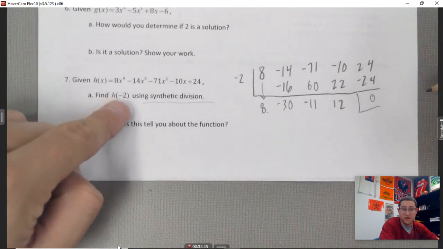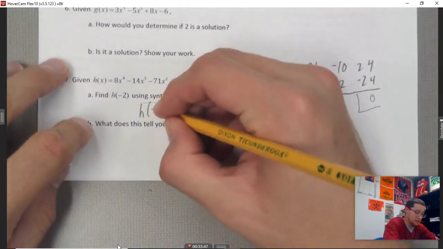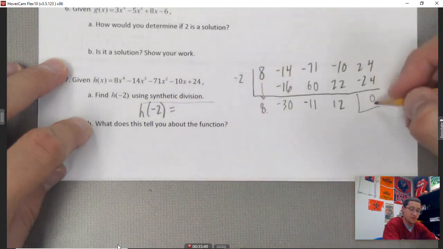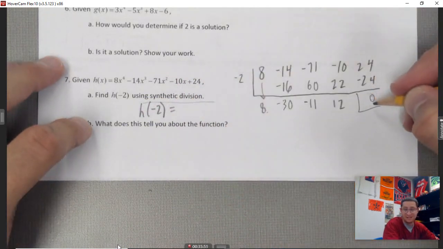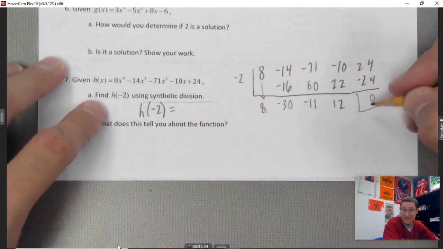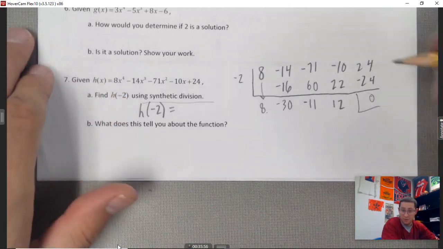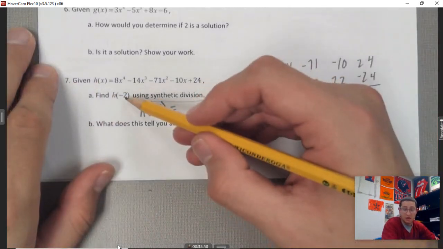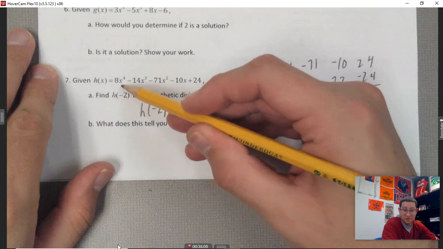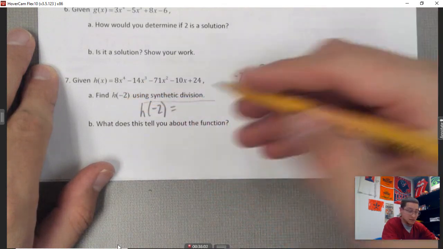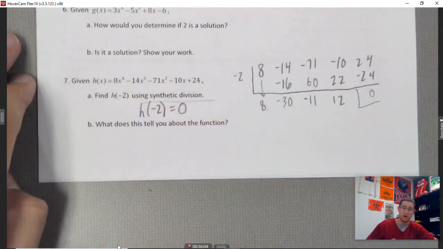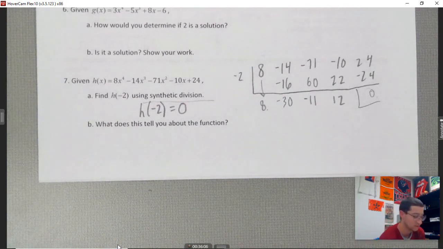So finding h of negative 2, h of negative 2 is equal to that remainder. If I got 100, that's what my h of negative 2 is. If I were to plug it in, we could double check, right? I'm not going to, but if I were to plug in negative 2 here, you would still get 0. And what does this tell you about the function?